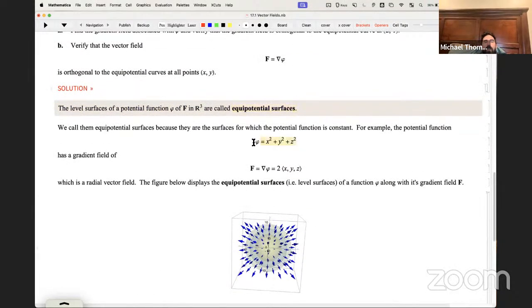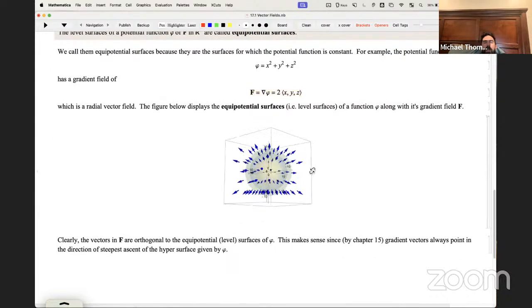So for example, let's say we had this hypersurface. We could find its gradient field just by finding the partials with respect to x, y, and z, factoring out the 2. So there's the associated gradient field. That's the potential function, that's the gradient field, and that's a radial vector field. Now, if we were to graph all the level surfaces of these, they would be spheres. And if we graphed this vector field, that'd be a radial vector field.